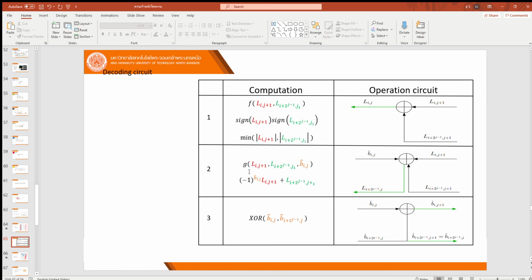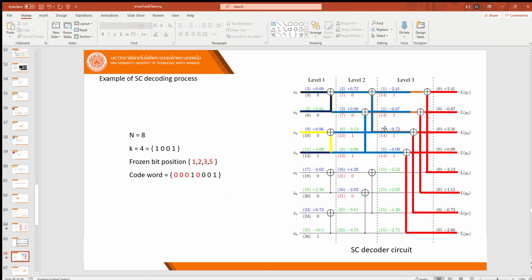This is the operation circuit. We have Li coming in, and then we exclusive OR it with the Li to the power j minus 1, j plus 1. This is how we decode it. Because we have a very short time, I just show you the diagram.